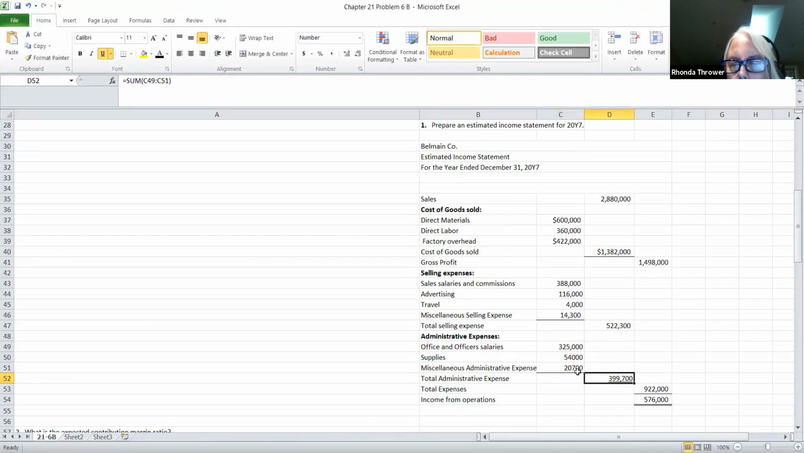And then you're going to add all your administrative expenses together. And then I'm going to combine my total selling expenses with my total administrative expenses. And that will give me the total expenses for this company, which would be subtracted from the gross profit. And that will leave you with the income from operations.